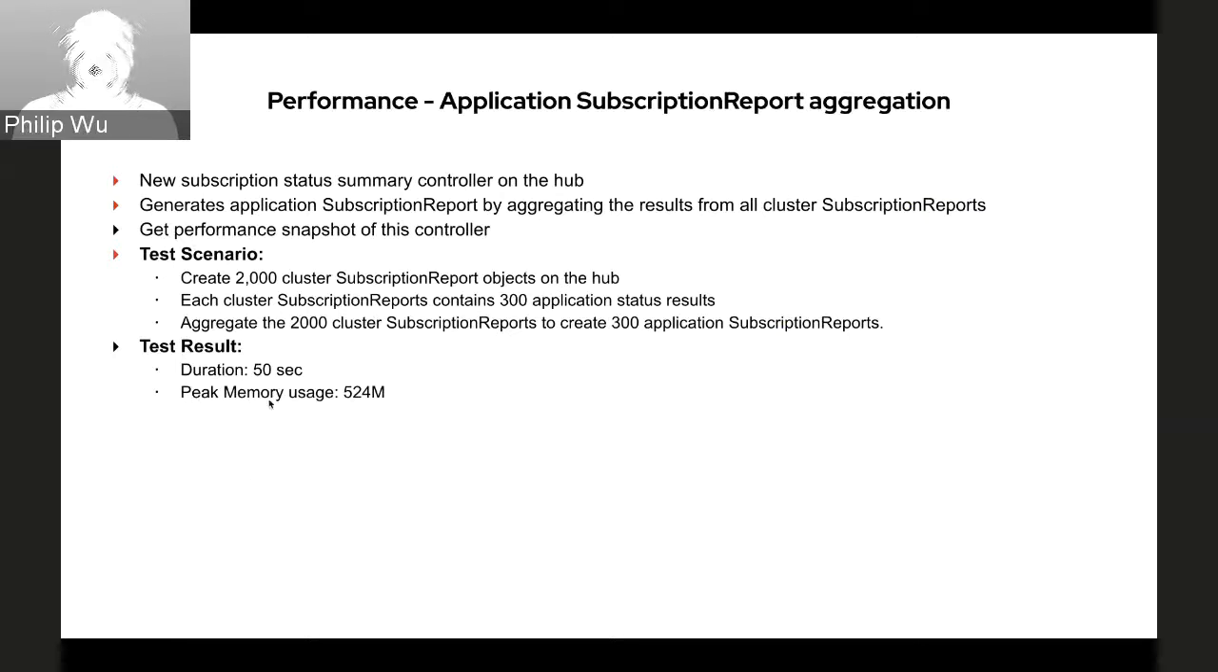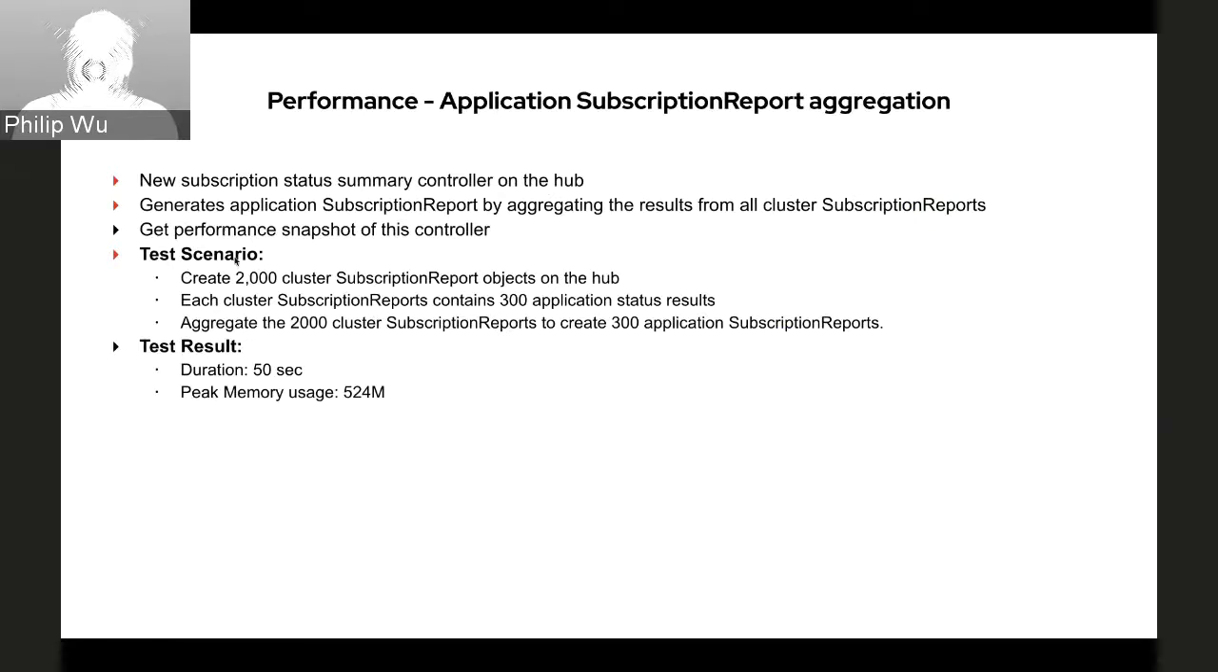There's a performance test that I want to highlight, which is for the aggregation of the application report. We have a new controller, the subscription status summary controller running on the hub, which generates the application reports by aggregating the results from all the cluster reports. So we want to get a performance snapshot of this controller.